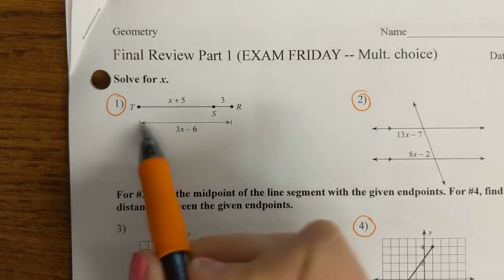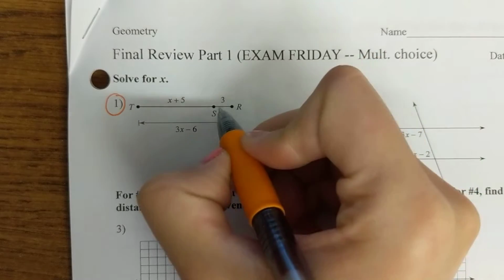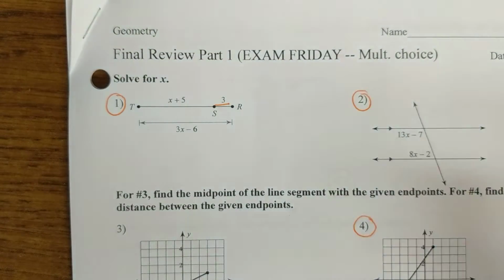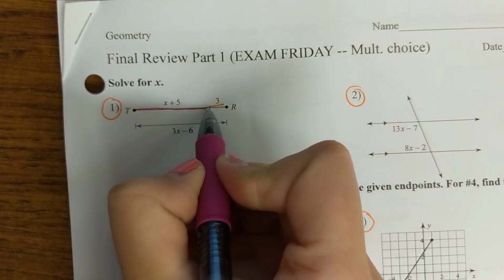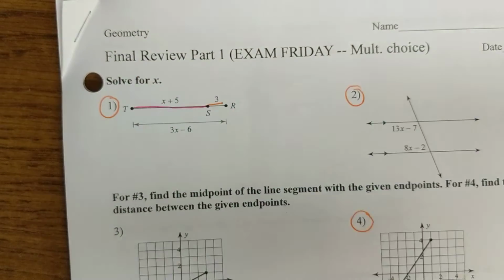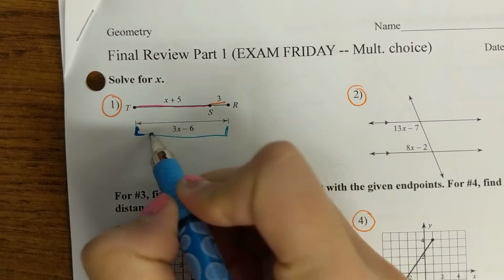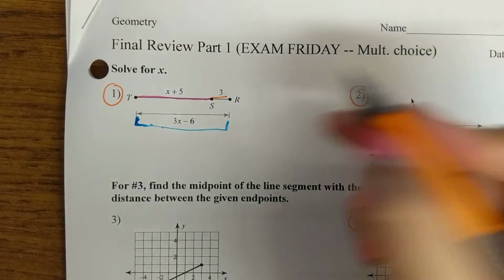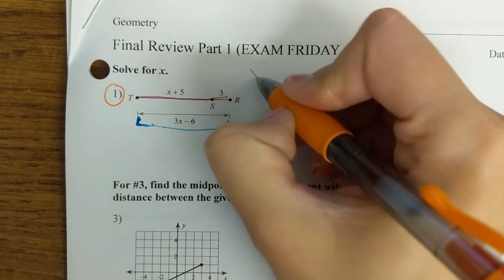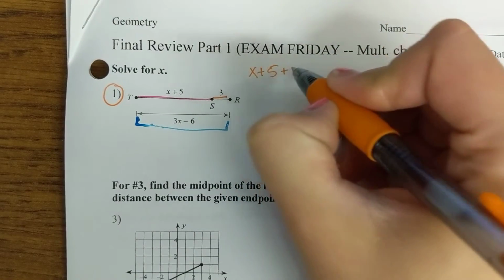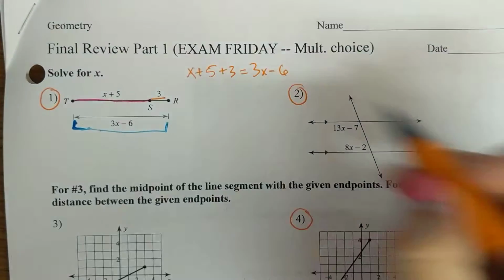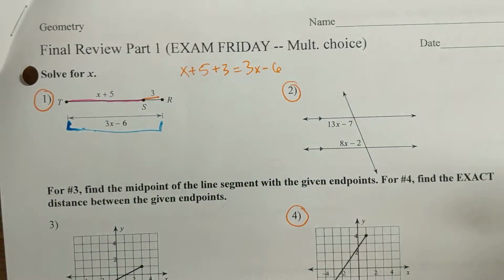So let's begin. Segment addition postulate states that this segment plus this segment is equal to the total of that segment. So that's what we're gonna do. We're gonna write an equation that makes them equal. So I have x plus 5 plus 3 is equal to 3x minus 6. And some of these I'm gonna solve, some of these I'm not.